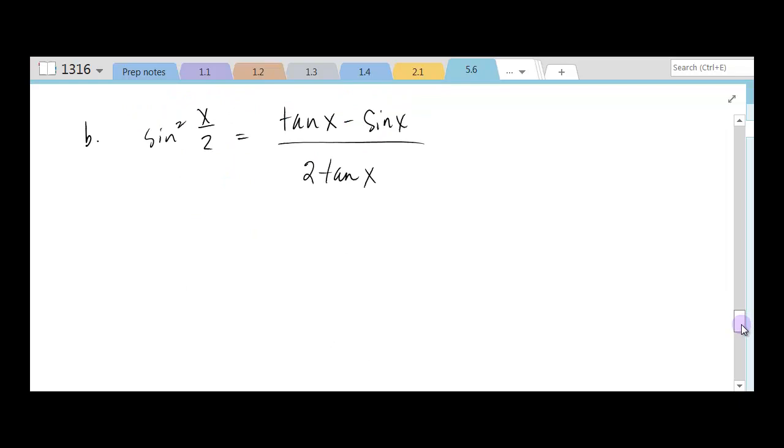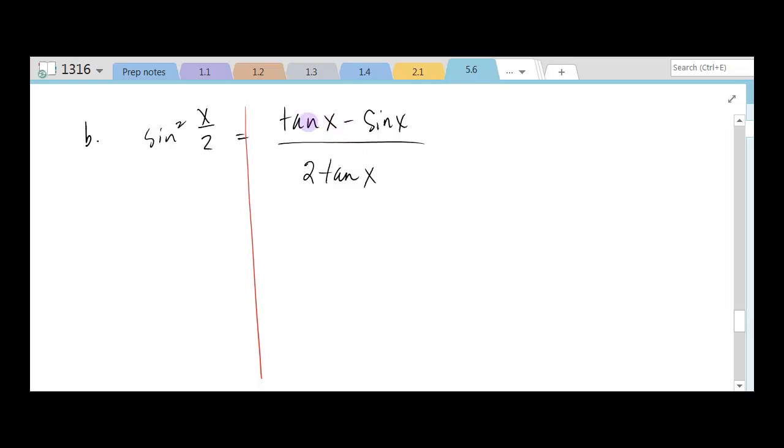So let's look at this example then. Again, we're still trying to verify that this is an identity. I have on the left hand side over here sine squared of x over 2 equal to the right side over here. Now, I'm going to go ahead and work with the right-hand side to begin with. And what I initially think I want to do, since I don't exactly know where to start, maybe right off the bat, this is what my process would be.